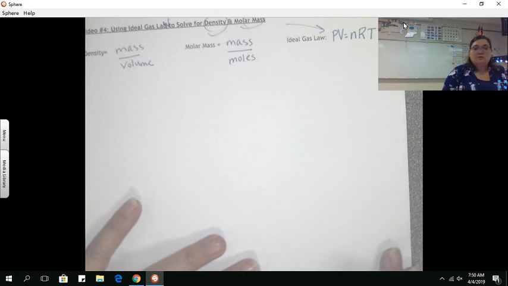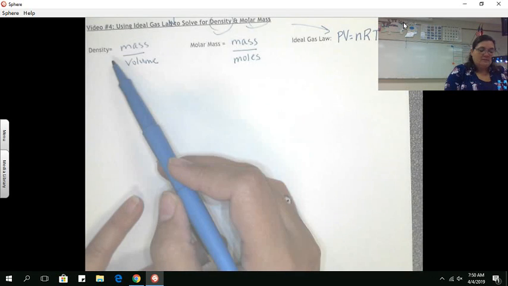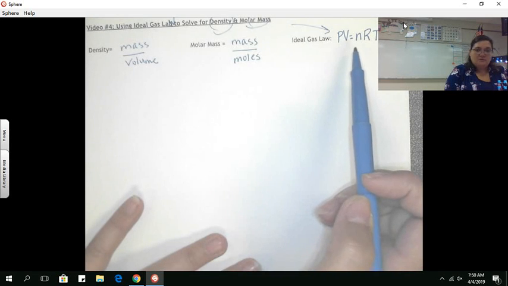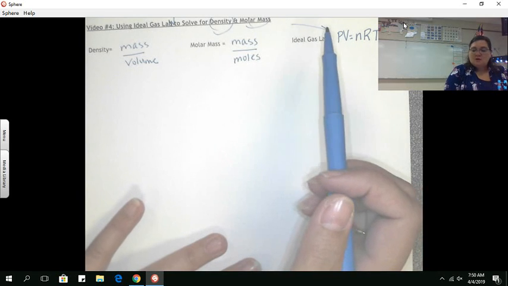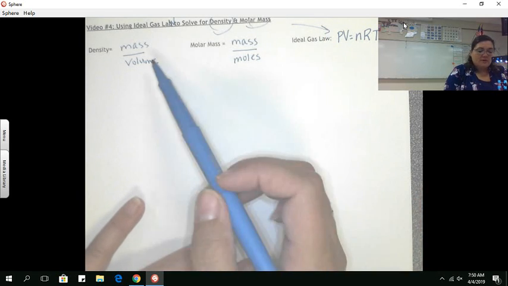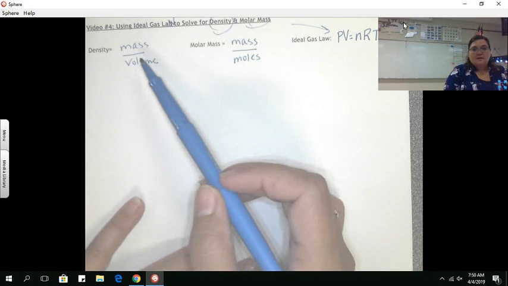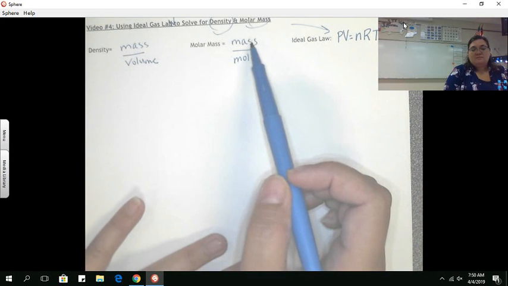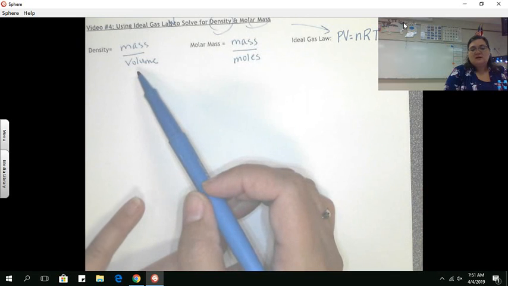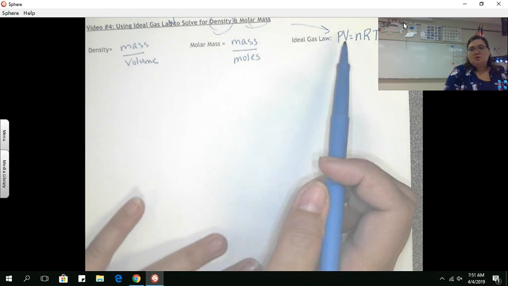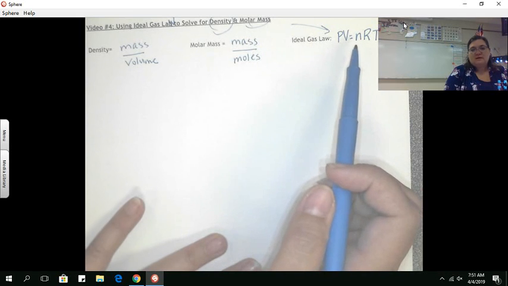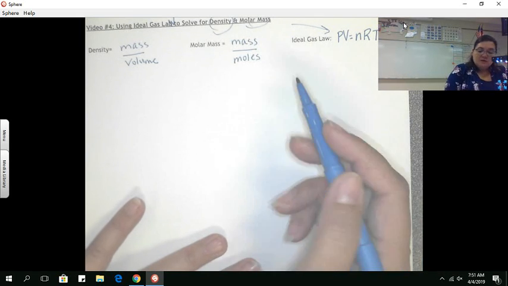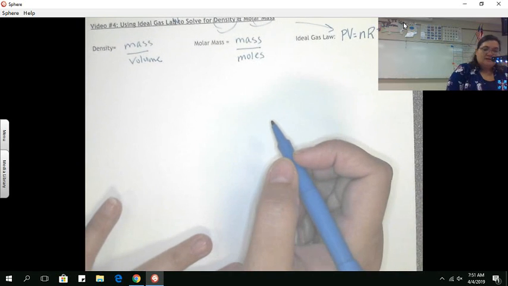So in all of the problems, you'll be given density and the ideal gas law, or molar mass and the ideal gas law. In order to do that, we've got to think about what they have in common. Both of these have mass in common. Density has volume in common with the ideal gas law, and molar mass has moles in common with the ideal gas law. So let's look at first finding density.